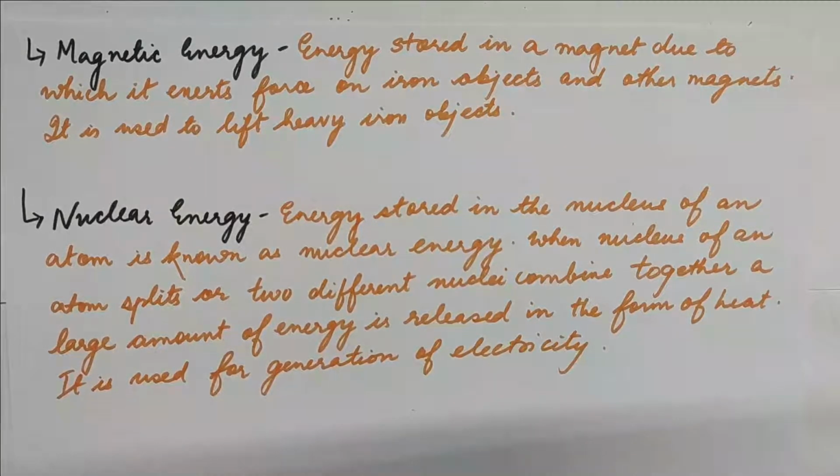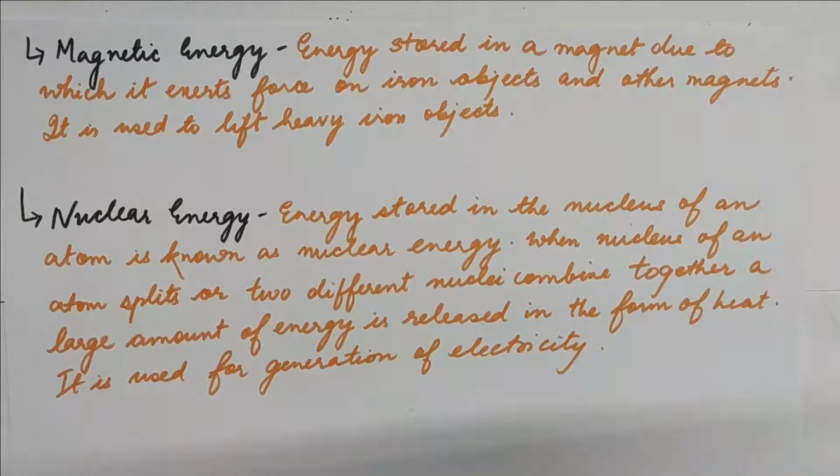And the atoms are very tiny particles. They make up the object. Everything around you is made up of atoms ultimately. So there is a lot of energy in these atoms. When the nucleus of an atom splits, or when different nuclei combine together, they release a lot of energy, mostly in the form of heat. And this energy is also used in the generation of electricity.